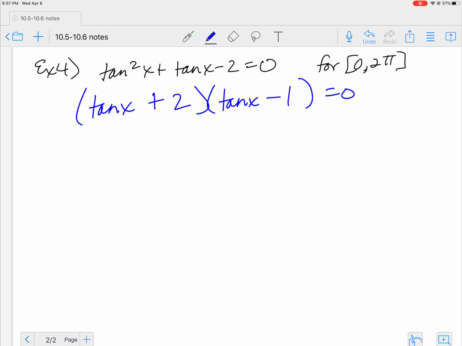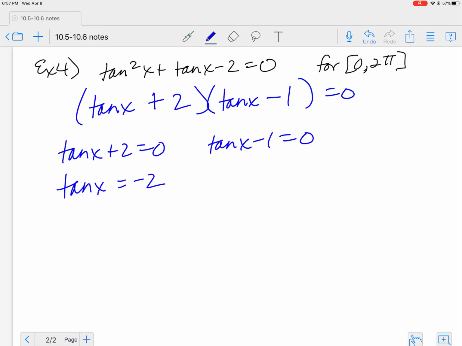I know that this is going to be tangent times tangent. The minus in the back here, I know my signs are going to be opposite. One's a plus and one's a minus. I know I need a positive 1, so I'm going to have plus 2 and minus 1. So we break that up. Tangent of x plus 2 is equal to 0. Tangent of x minus 1 equals 0. Well, what happens right here?